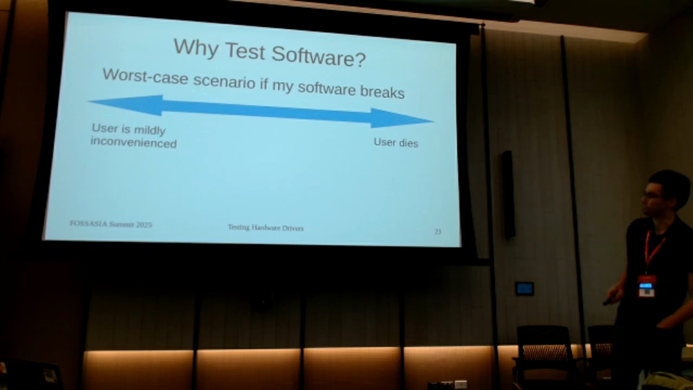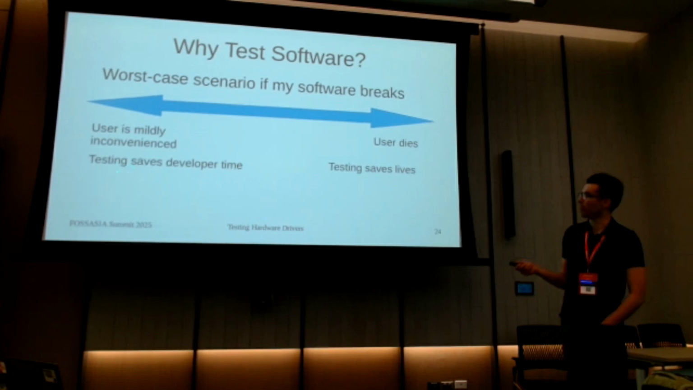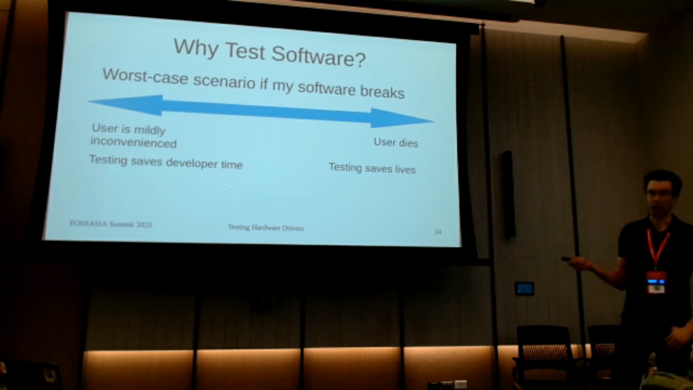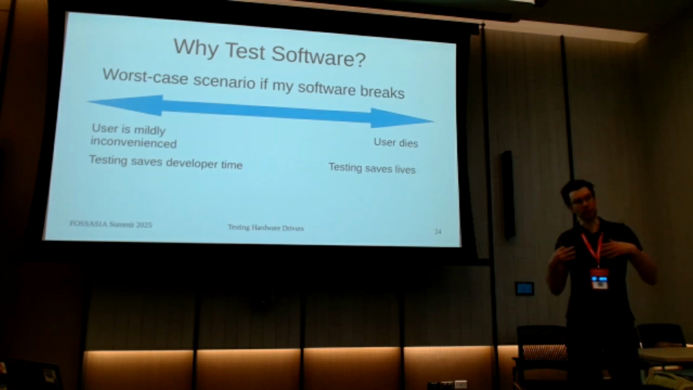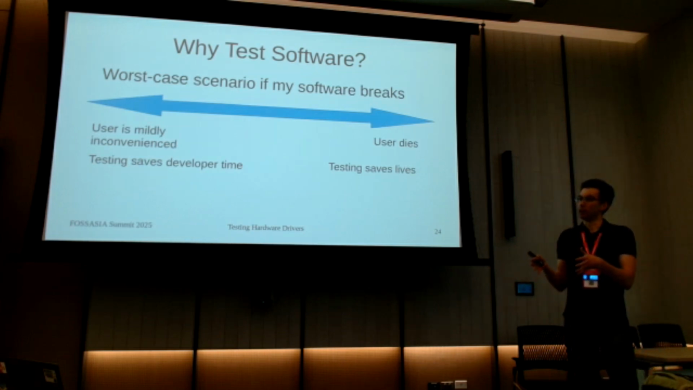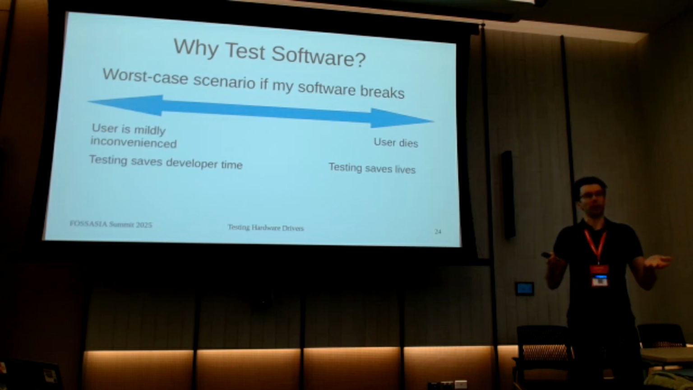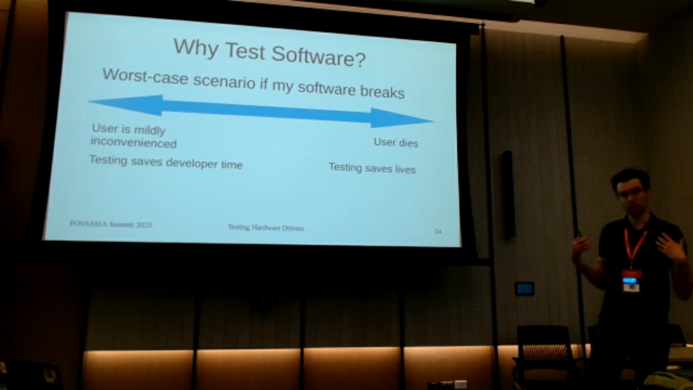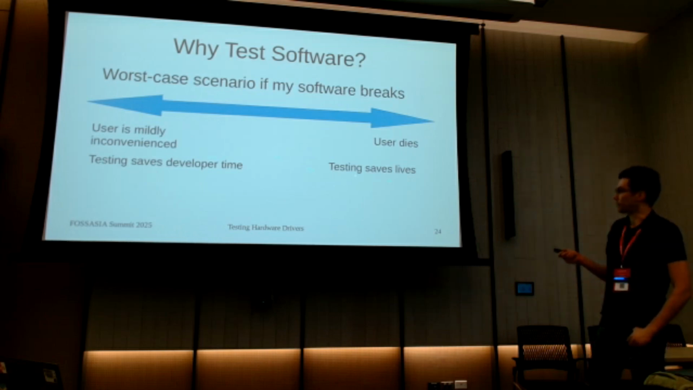Depending on where your software is on this scale, the answer to the question of why test software will be very different. On this end of the scale, the point of testing, I would say, is that it saves you as a developer time. You can stop thinking about whether every little change breaks your software, and that relieves you. It lessens your cognitive overhead so you can focus on writing better software. Whereas on the other end of the scale, the point of testing is to not kill the user.